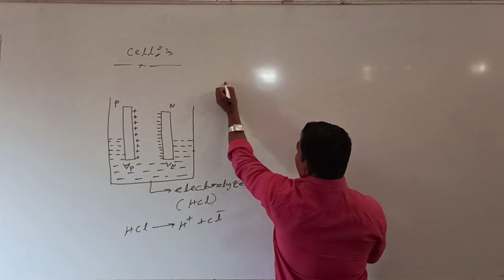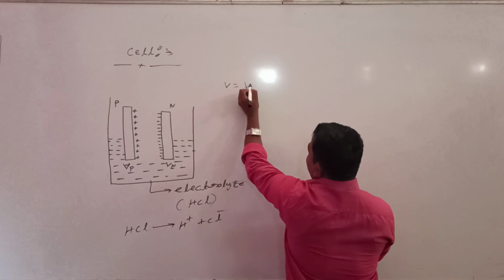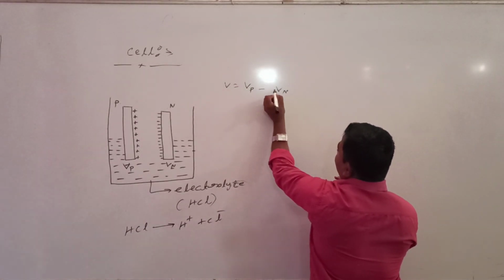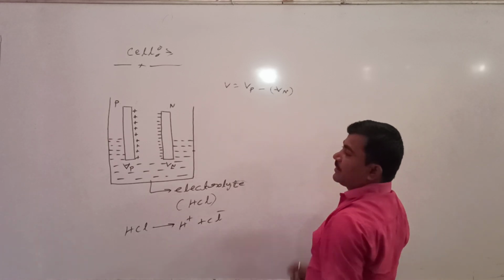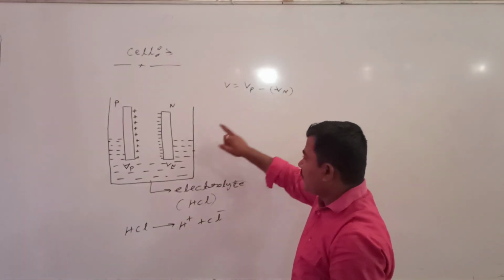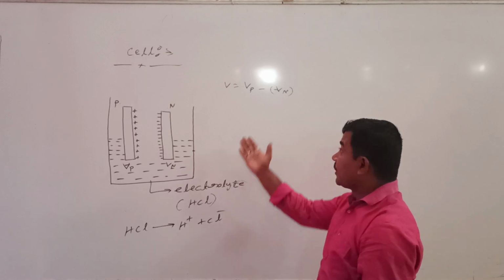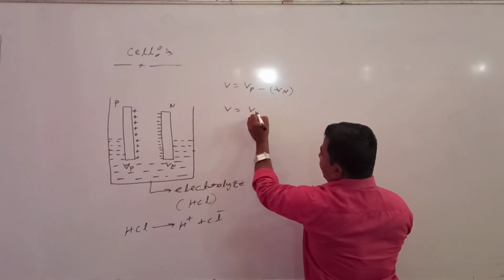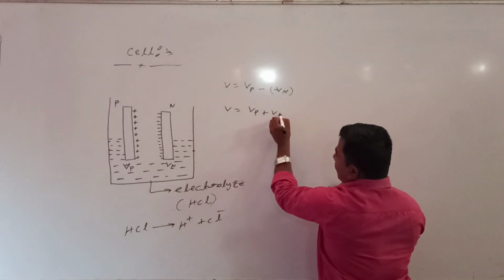How to represent it? I will take V. V equal to how much? V equal to Vp minus of Vn. I am taking Vn negative because here potential is negative. As a result, what is the total potential between the two electrodes? The potential difference between the two electrodes can be represented by Vp plus Vn in magnitude.